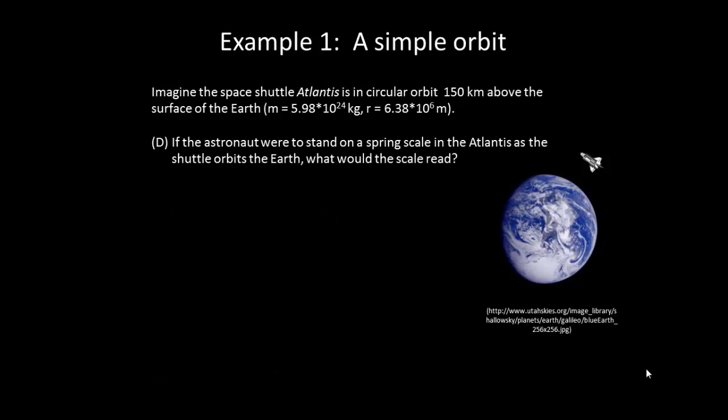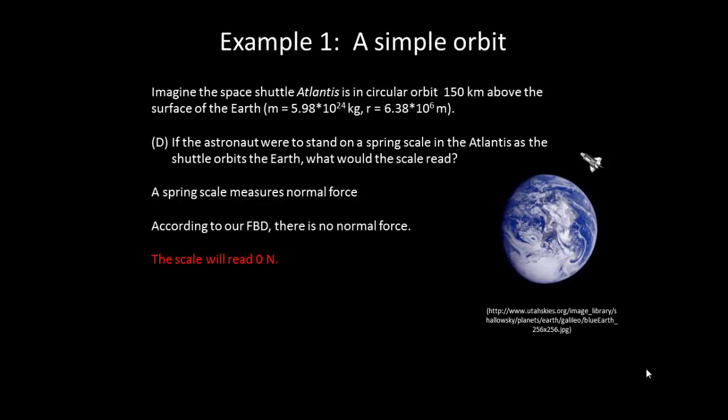All right, so now what would happen if an astronaut were to stand on a spring scale in the Atlantis as the shuttle orbits the Earth? What would the scale read? Well, if you recall, a spring scale measures normal force. According to our free body diagram, there is no normal force. So the scale must read 0 Newton.